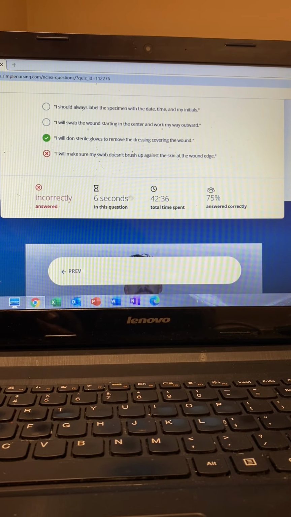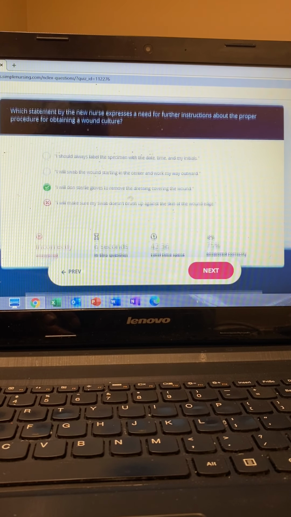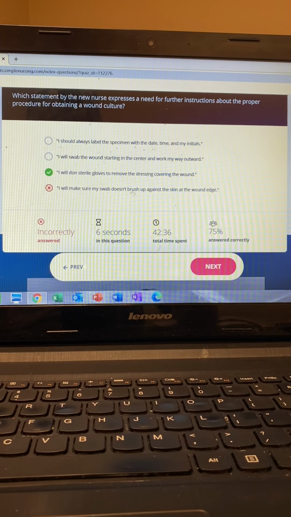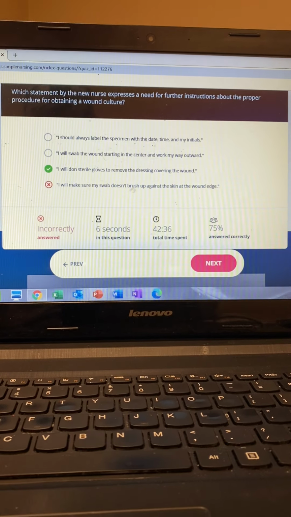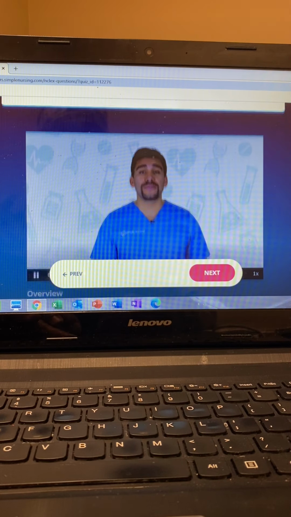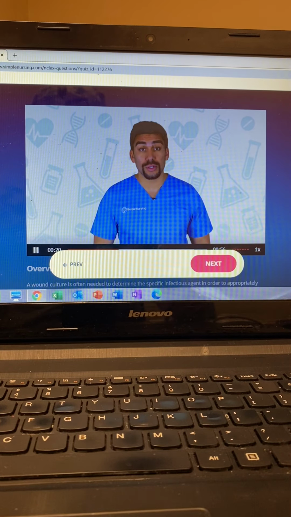Now using our 3 steps, let's break this down. This question is asking for the incorrect statement for the key problem. The new nurse is discussing getting a wound culture. So the biggest thing we're thinking here is surgical asepsis. So a solution we're looking for are the wrong statements that are made to get this wound culture.